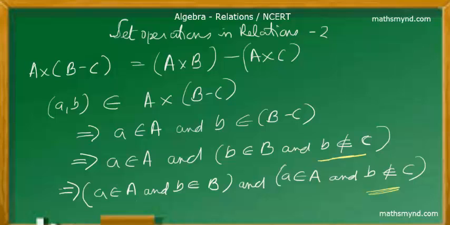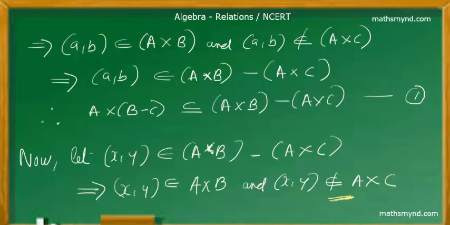Now bringing out the common points and separating them, we go on to the next step: a is an element of set A and b is an element of set B, and a is an element of set A and b is not an element of set C. That means the ordered pair (a, b) is an element of the Cartesian product of the sets A and B, but that ordered pair would not be an element of the Cartesian product of the sets A and C. So it means that the ordered pair (a, b) is an element of the Cartesian product of sets A and B minus the Cartesian product of the sets A and C, which simply means that A times (B minus C), the Cartesian product of set A with set B minus set C, is a subset of set A times set B minus set A times set C.